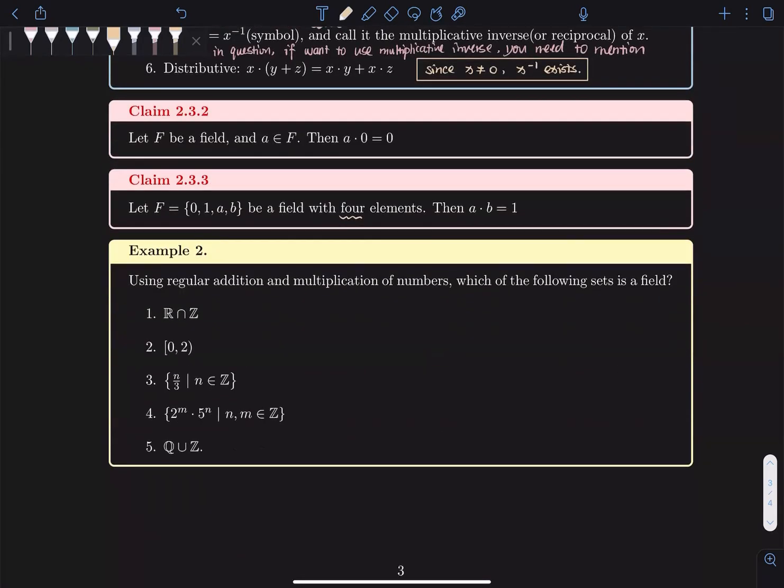Now, let's look at example 2. Using regular addition and multiplication of numbers, which of the following sets is a field? Regular addition and multiplication of numbers. What does this mean? This means the usual addition and multiplication you've been using for the last 18 or 17 or 20 years, I don't know how old you are. For the last many years you've been, as a student, you nerd in math, okay, which means, well, 1 plus 1 is not 0, it's 2. So using those, which of the following sets is a field?